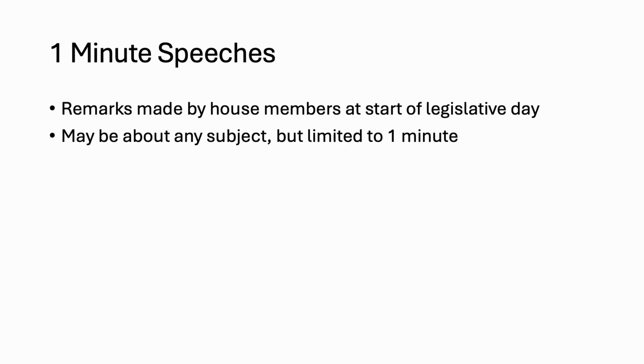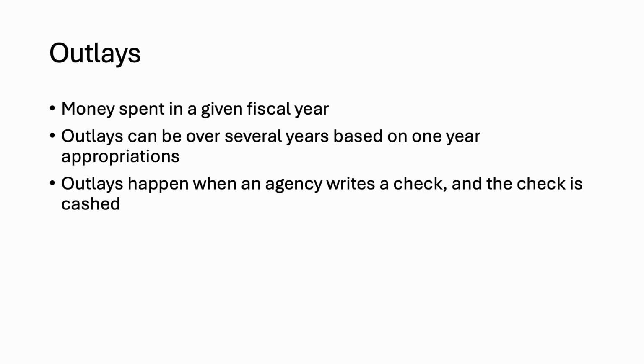1-minute speeches. Remarks made by House members at the start of a legislative day may be about any subject, but limited to 1 minute. Outlays. Money spent in a given fiscal year. Outlays can occur over several years based on one-year appropriations. Outlays happen when an agency writes a check and the check is cashed.